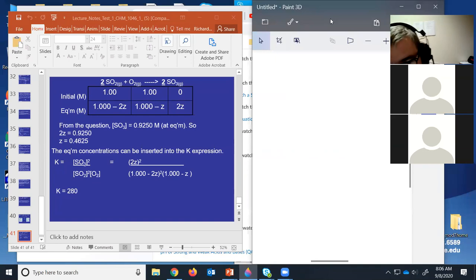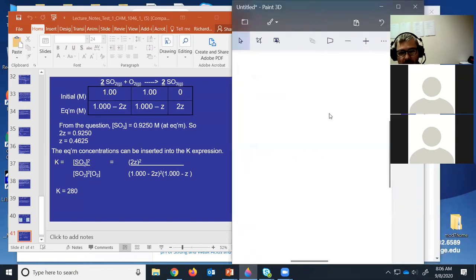Okay. So before subbing in, I think it's always good to work out exactly what each of these things is going to be. So we've got 2Z, and that's all squared. Now we already have that value of 2Z. It's the value of SO3 at equilibrium, which is 0.9250.